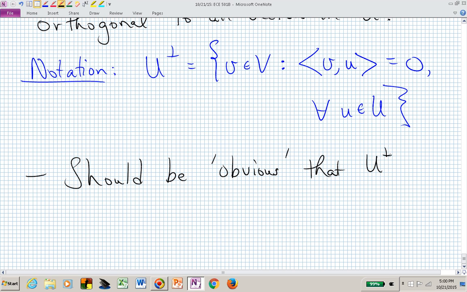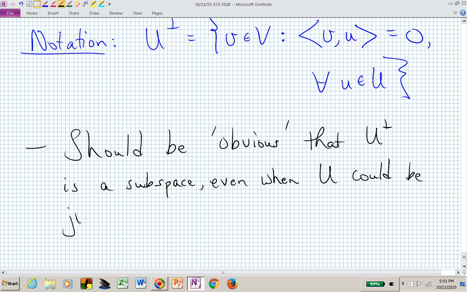U perp is a subspace even when U, let me say, could be just a subset. At some point, we may be referring to U as a subspace, and then U perp will be a subspace. But here, the book is saying it should be obvious that U perp is a subspace, even when U may just be a subset.